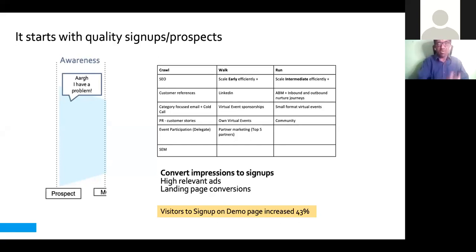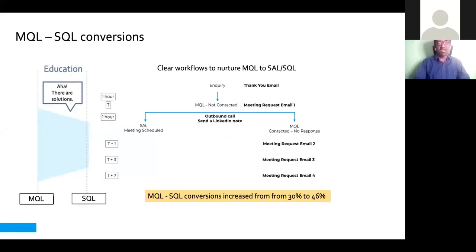And the signup would essentially move into the next step, right? A signup will become an MQL and move into the next stage.